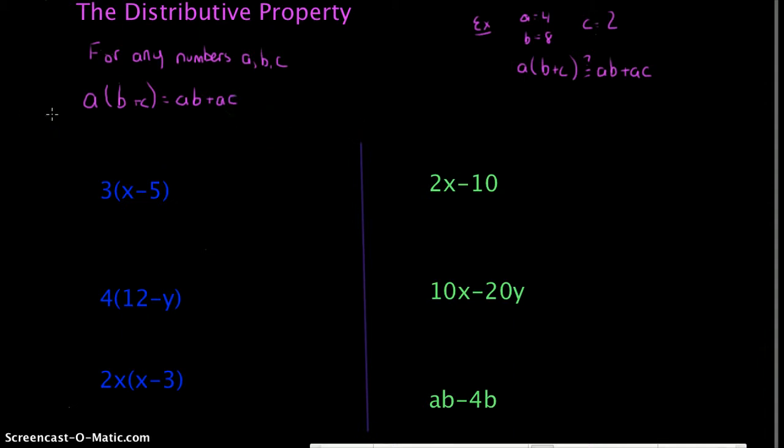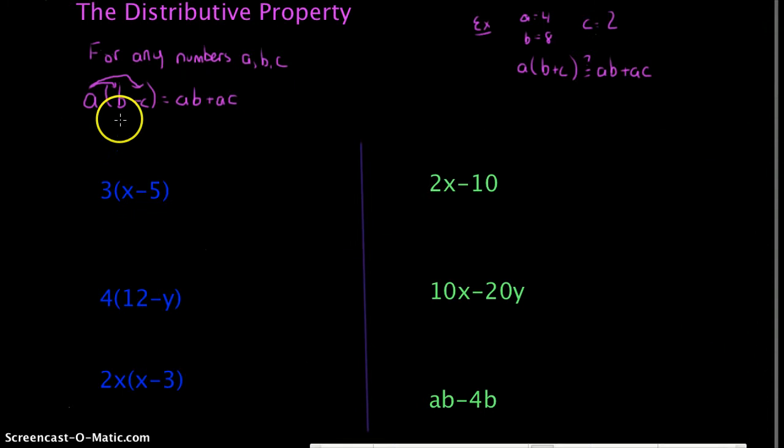And it works with subtraction as well. But basically what happens is we have an A on the outside, and we multiply it by a B to get A times B, and we multiply it by a C. So that's why we call it distributing, right? Because the A gets dropped off at each of these terms.